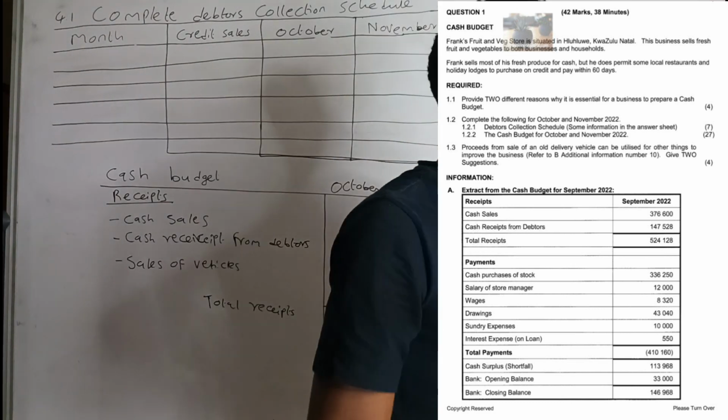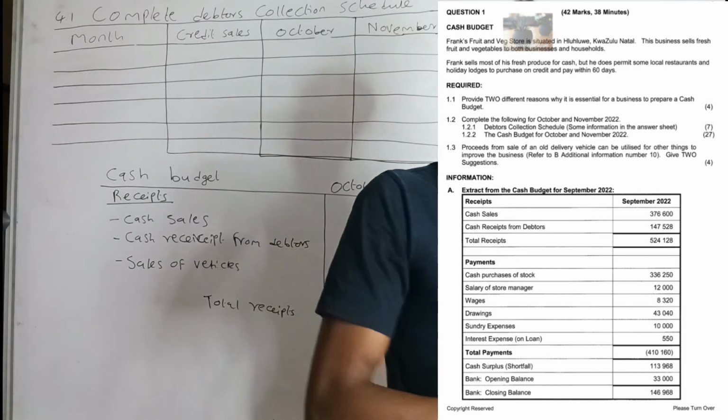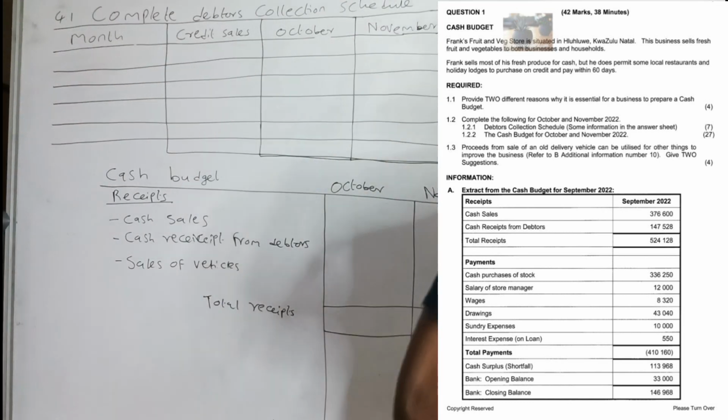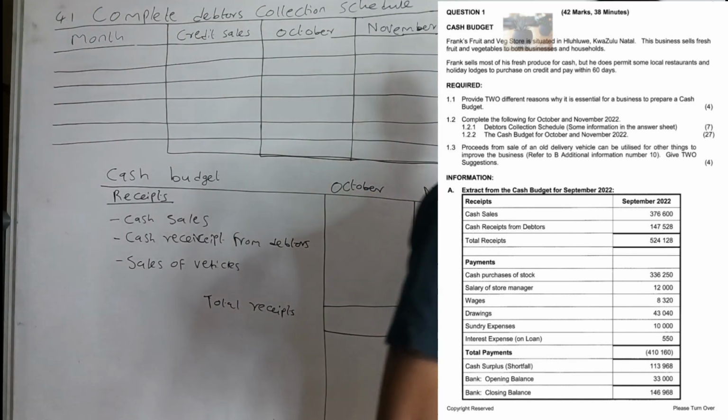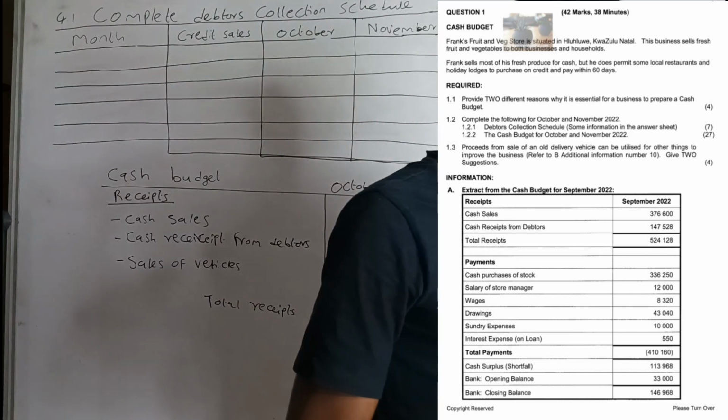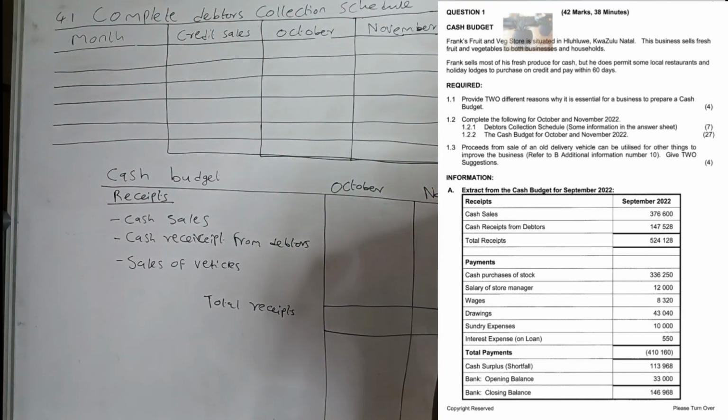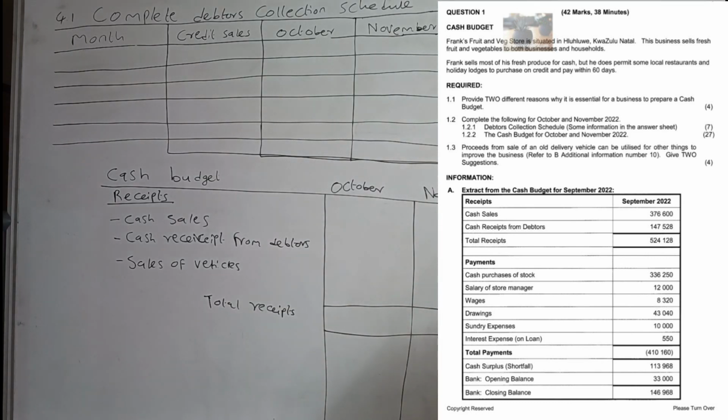Now let's do 1.2, which is very important, which is our debtors collection schedule as well as the cash budget. They say that we have to complete the debtors collection schedule and budget for October and November. Our collection schedule was 7 marks and our cash budget was 27 marks. Remember, in accounting they are going to give you an answer book.